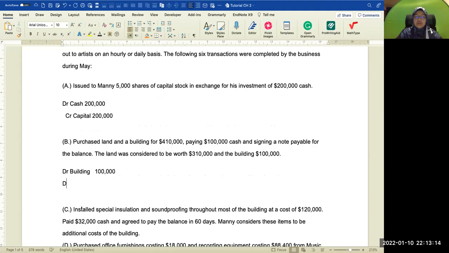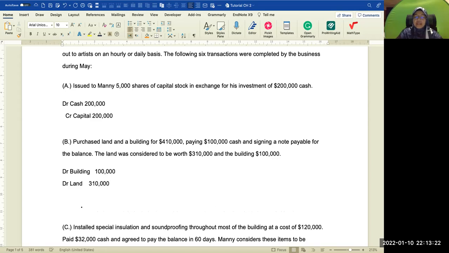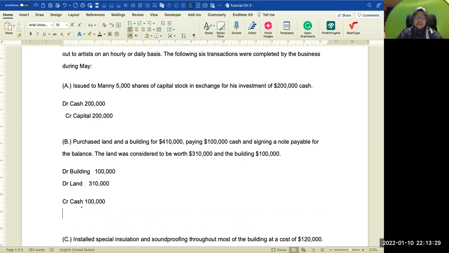Then you debit your land, similarly 310,000. What else? You pay cash, right? So you credit cash first, 100,000, and then credit your notes payable. Is it notes payable? Notes payable, right? Of 310,000. So that's how you translate the increases and decreases just now.